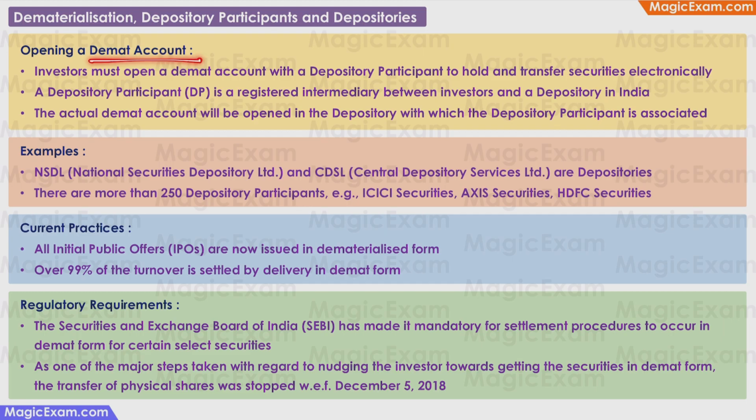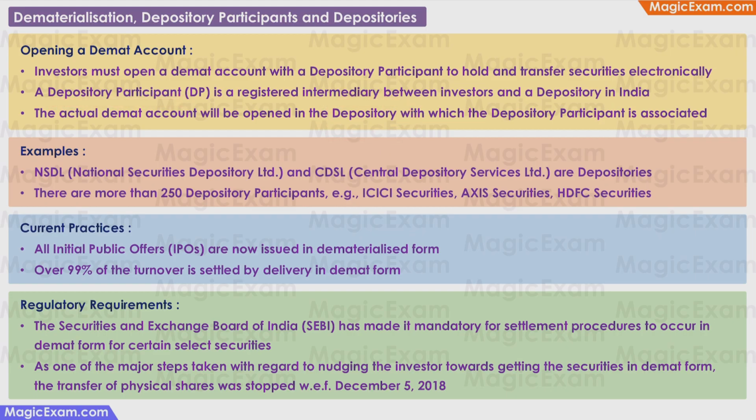So, how can we open a demat account? Investors must open a demat account with a depository participant to hold and transfer securities electronically. A depository participant (DP) is a registered intermediary between investors and a depository in India. When you register for a demat account with a depository participant, the actual demat account will be opened in a depository with which the depository participant is associated.